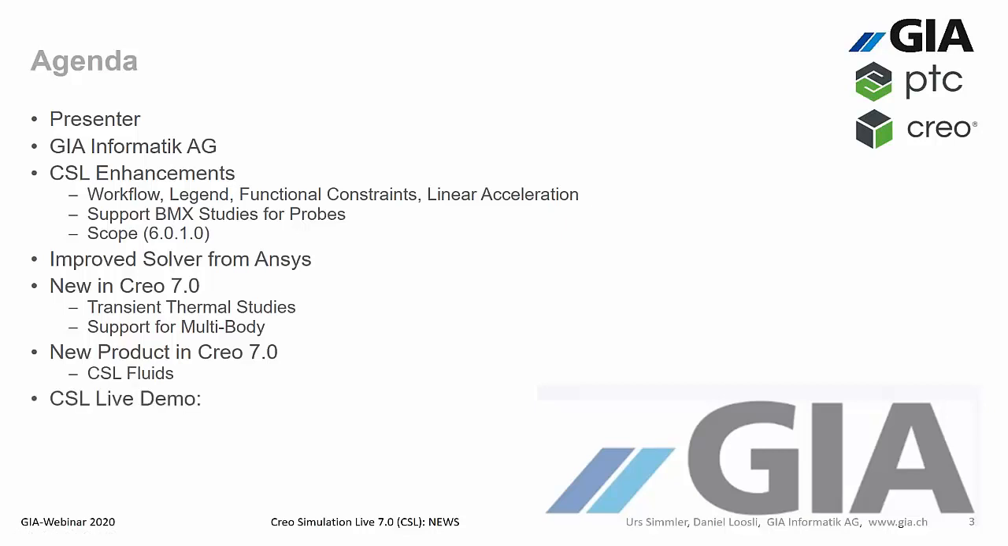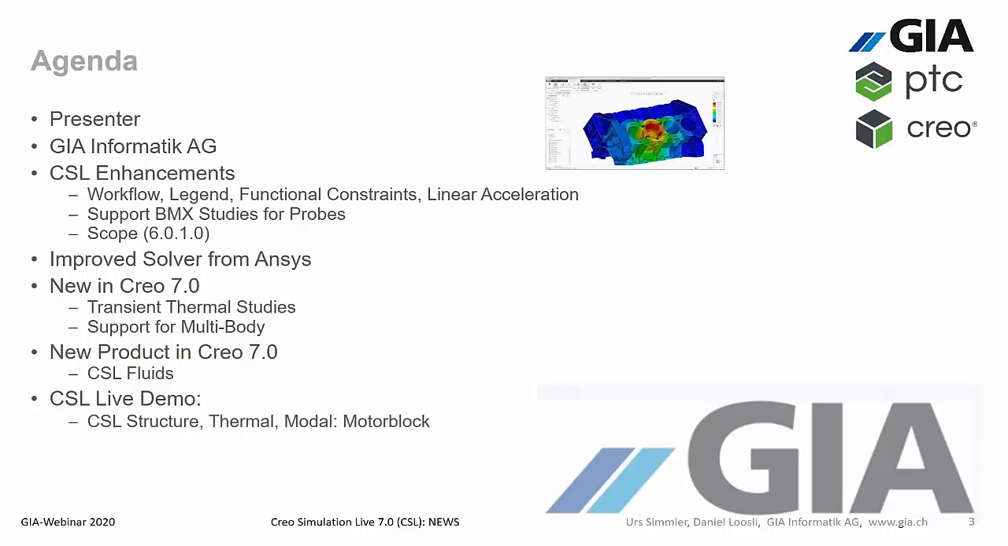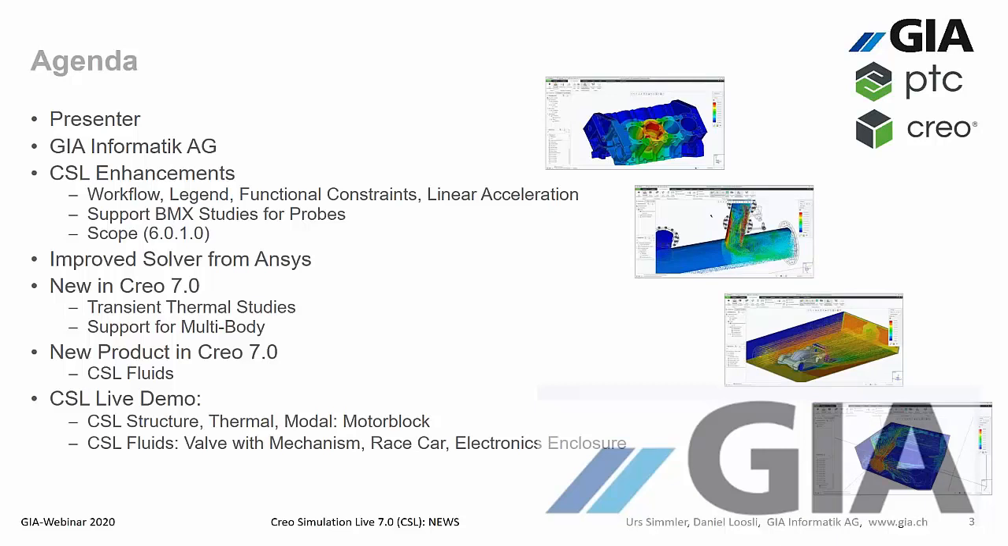The most of the time we'll spend within demonstration, so I will do, let's say, structural, thermal and modal demonstration on a motor block. This capability is available in Creo 4, 5 and 6. And then I will do quite a lot of models, 3 models with Creo Simulation Live Fluids. This product is only available in Creo 7.0. Okay, and as I told you, at the end we have a Q&A session, and therefore please use the question panel.